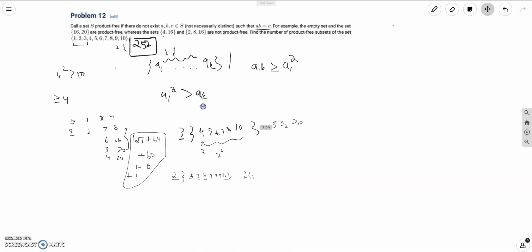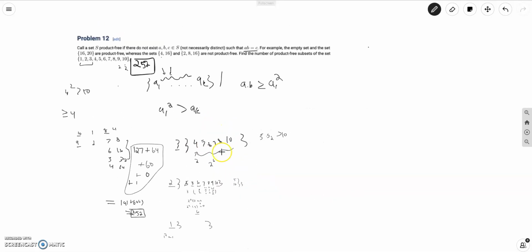And to recap, what we did was we knew that we had to do casework on this set, and so we noticed the restriction was nice when the smallest elements are relatively large in comparison to the largest element. Essentially, when the smallest element squared is greater than the largest element, then we don't have any other worries because any other two elements, when you take their product, will be greater than another element of the subset.